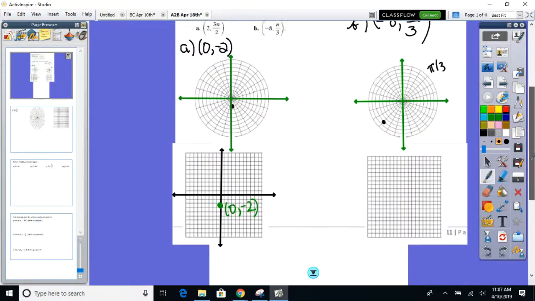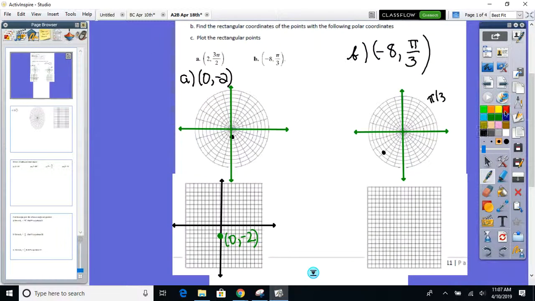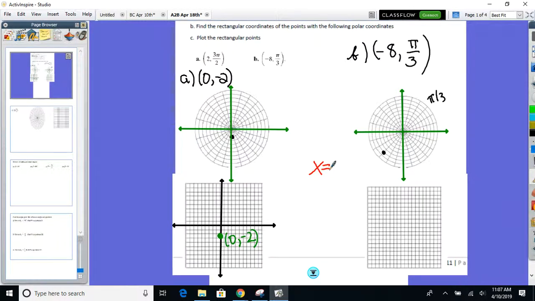All right, if you want to find your X coordinate, and I hope everyone has a calculator with them, you take your R value and multiply by the cosine of the angle. That's how you convert into an X coordinate. You take the R value and multiply by the cosine of the angle. So for us, ready? What's my R value in part B?